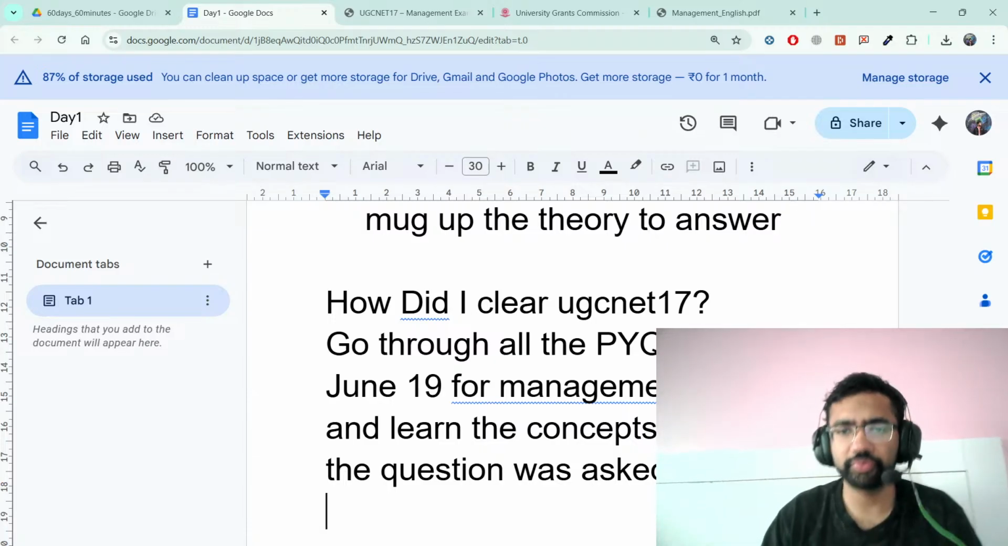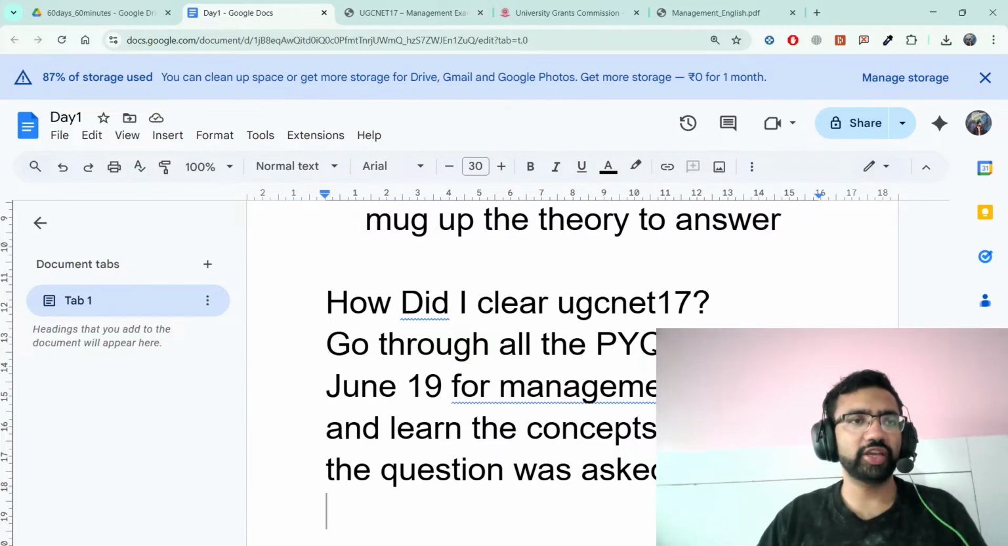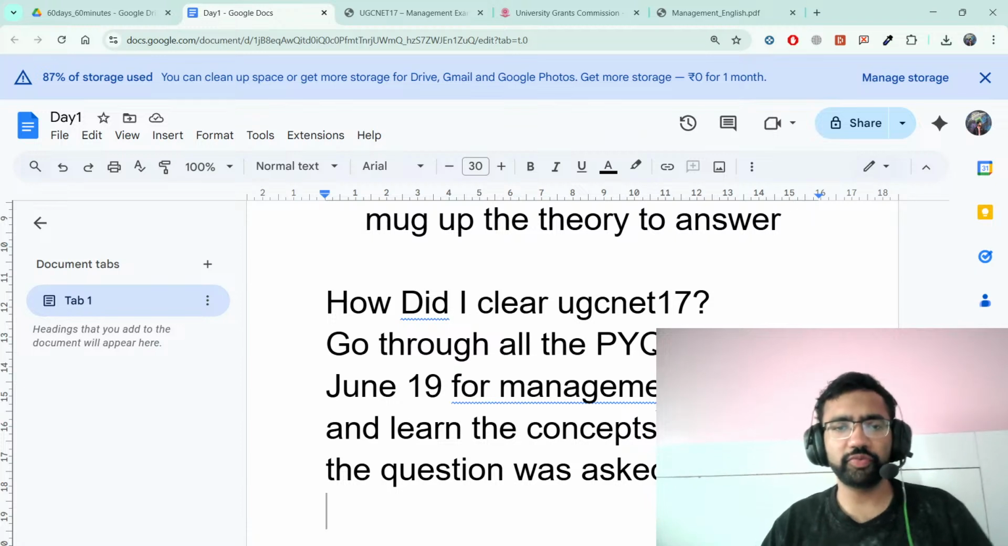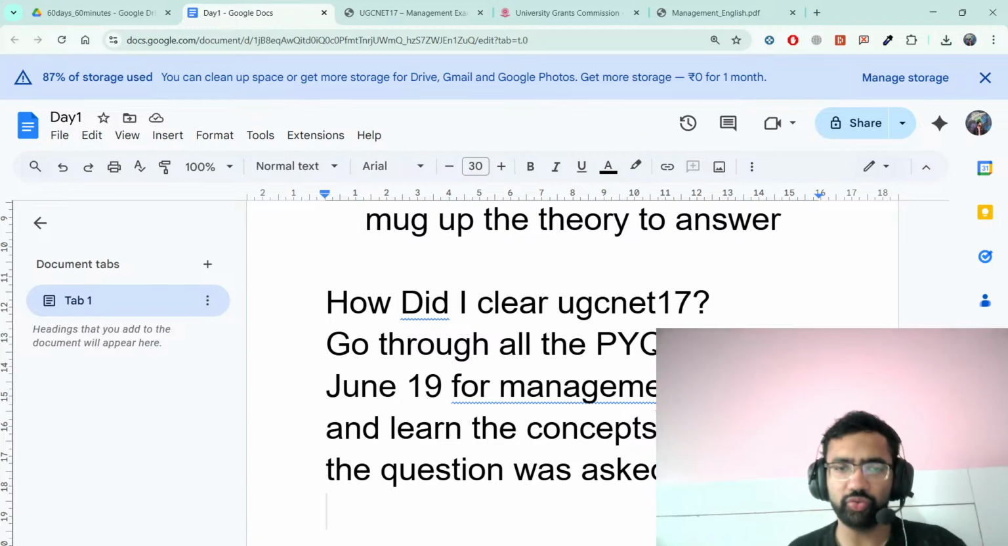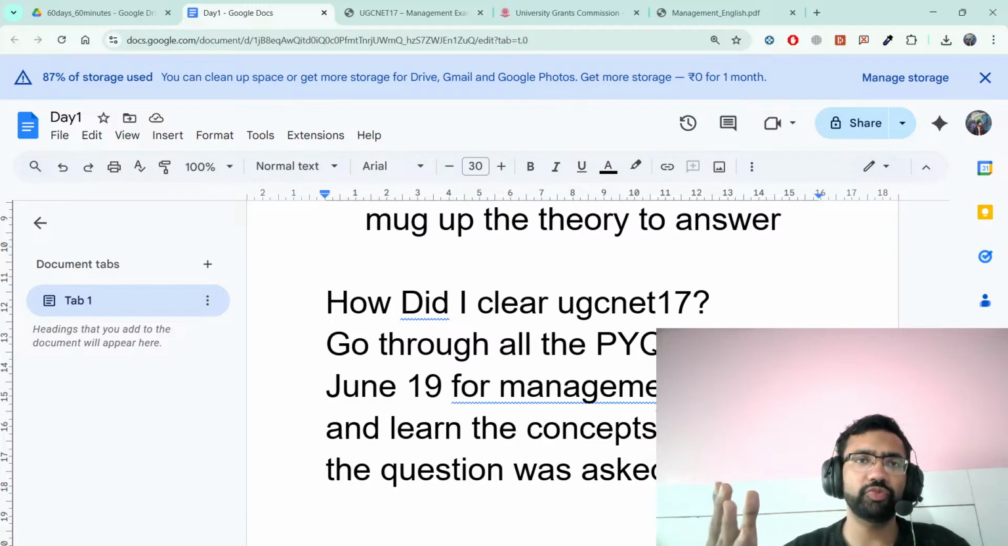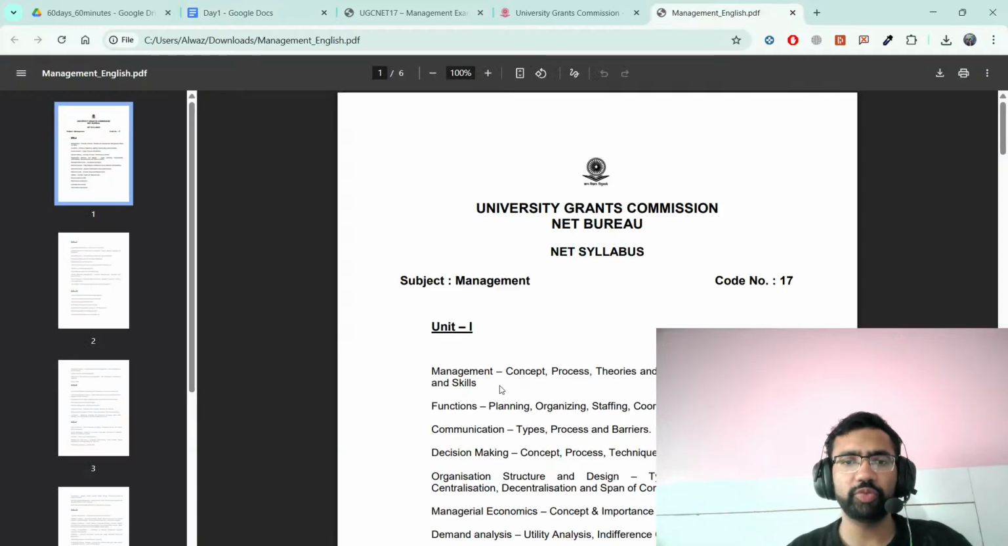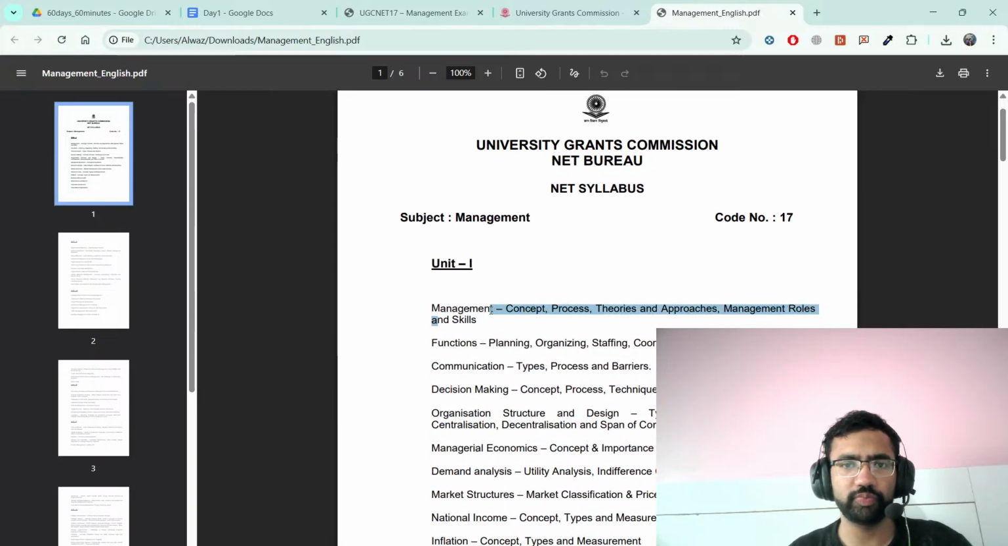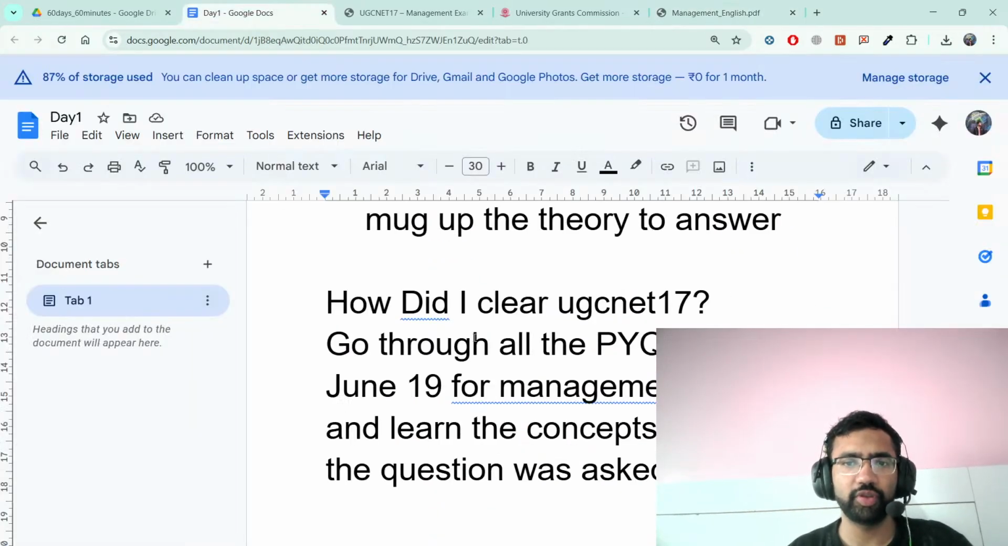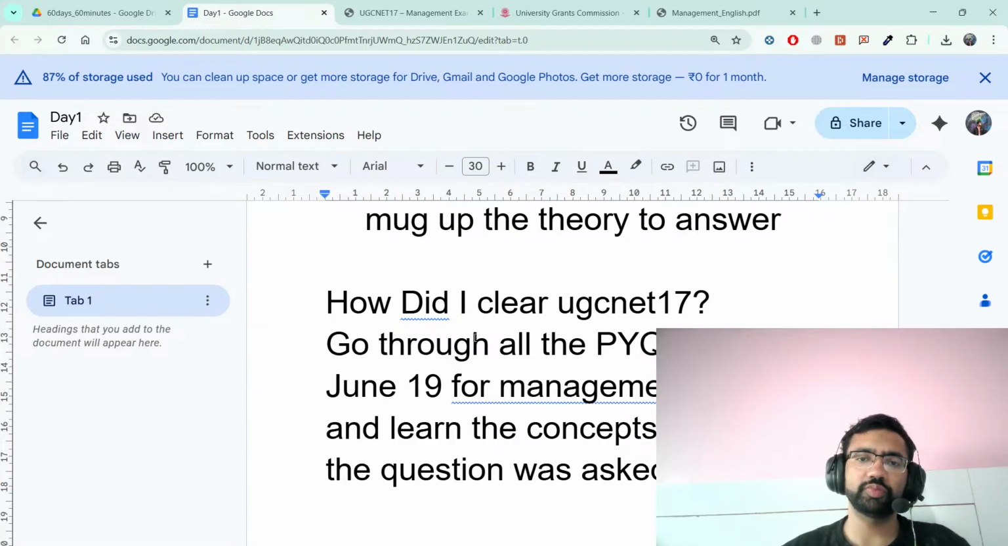Start using an Excel, just in Google Drive or somewhere, or make a Google Sheet, which would be the best option. Write the question, write the answer, write the explanation, and just mark from which portion, which topic is used in the questions, and you will clear the examination. That's what I did. That's all you can do.